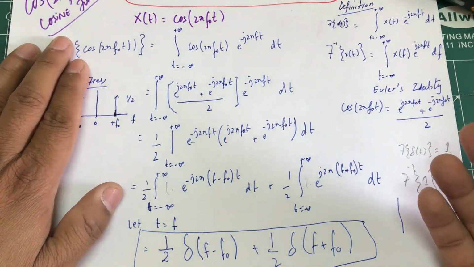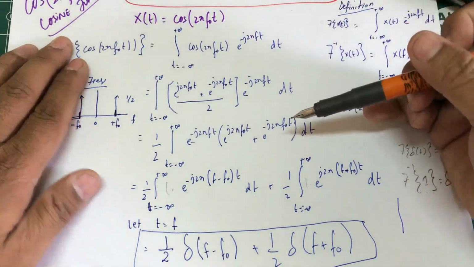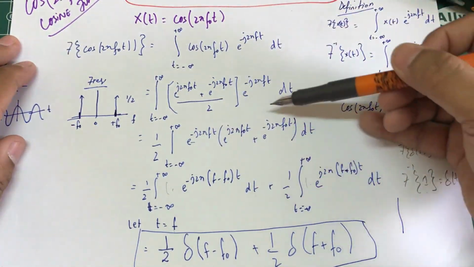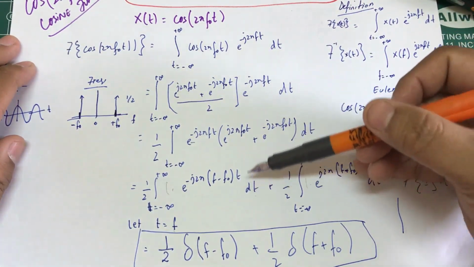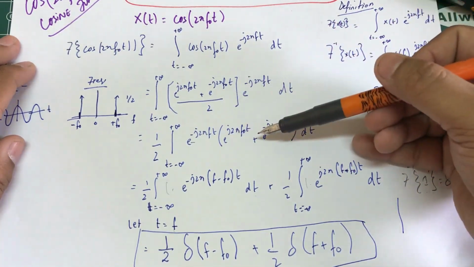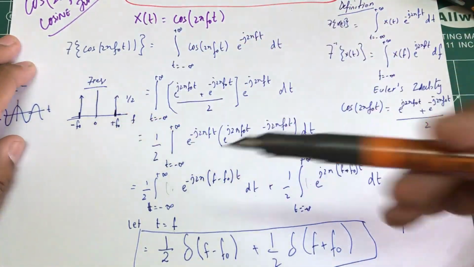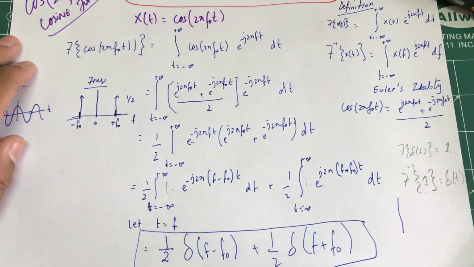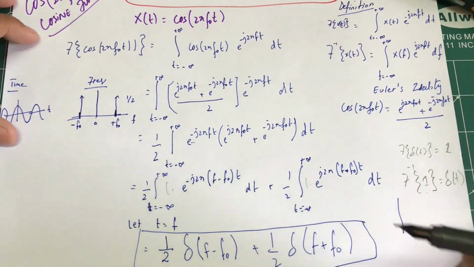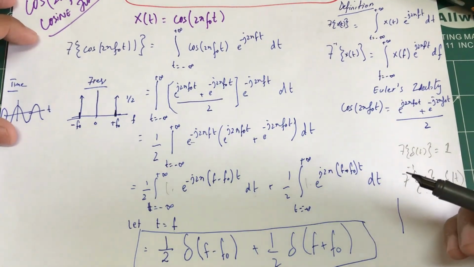There is no such thing as negative frequency. But negative frequency is coming through use of that Euler's identity, which we just applied here. That's why it comes in mathematically, but we cannot actually visualize negative frequency. It exists only mathematically. So it's a very important function. We use it a lot in communication systems.